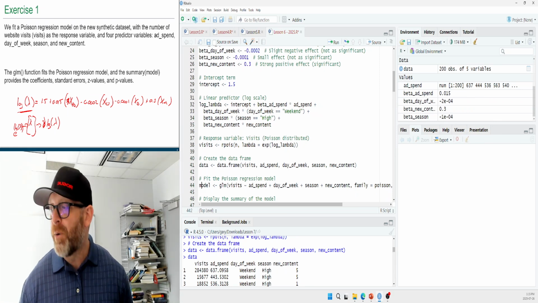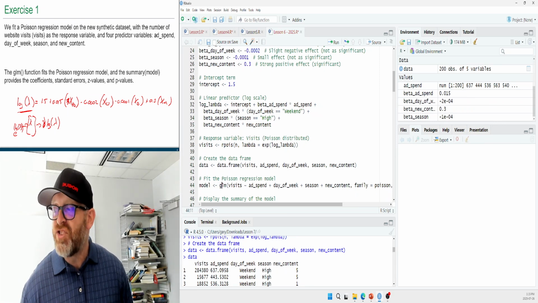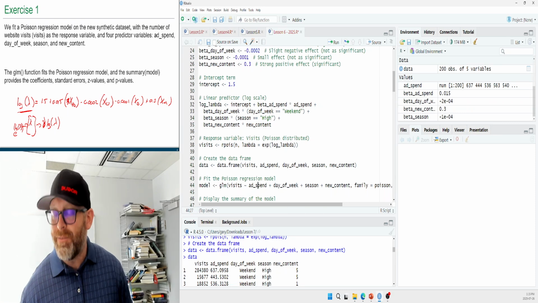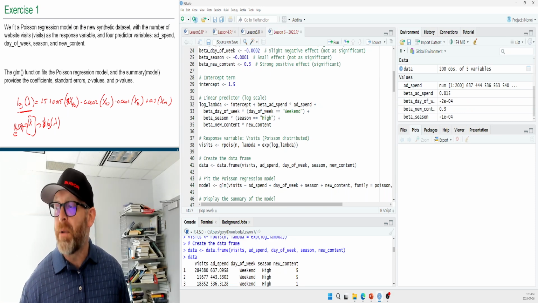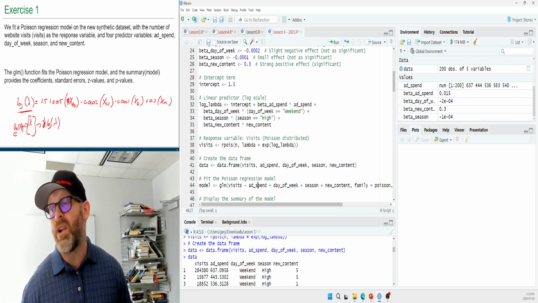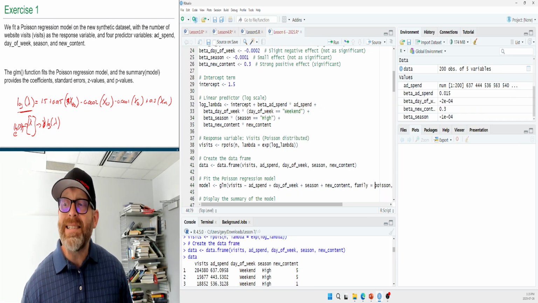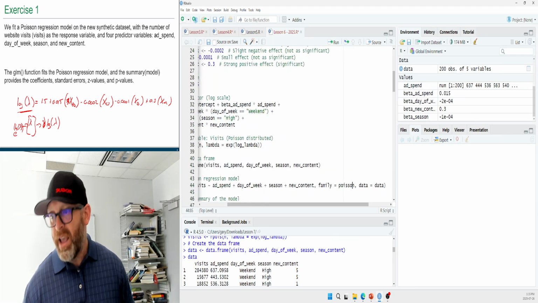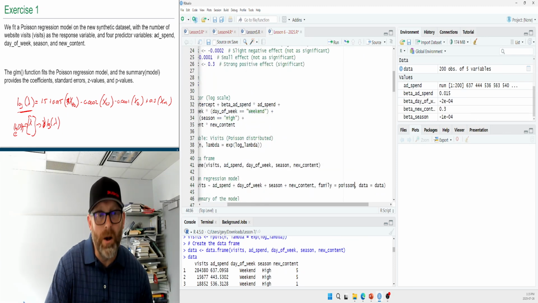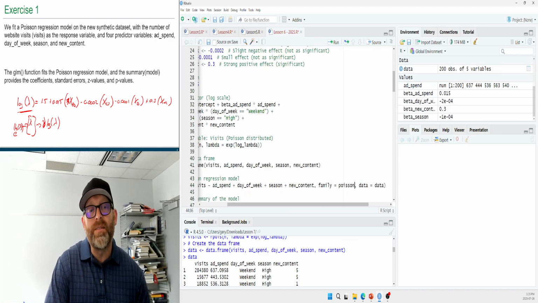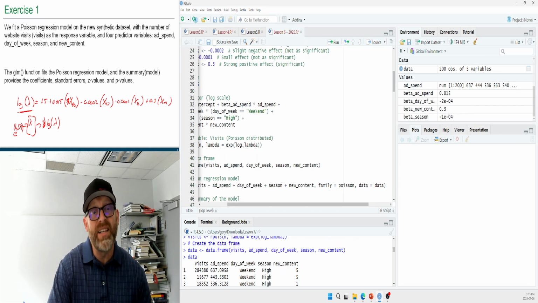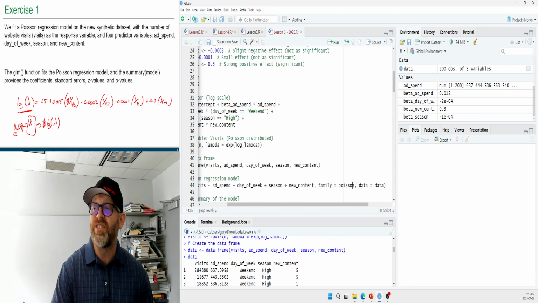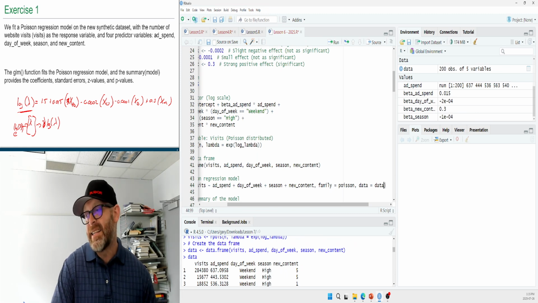Okay, so I'm going to create this model. I'm going to call it model using the GLM function. I'm going to say visits is explained by, that's our tilde, ad spent, days of the week, season, new content, plus between all of these. Now, what is different than what we had beforehand is we have this family attribute here, and I'm saying it's equal to Poisson. When we go through a couple of these other distributions, it's not always going to follow a Poisson distribution, but here, because we're dealing with count data, it is following a Poisson. So I just needed to set it to that, and data is equal to that data frame.